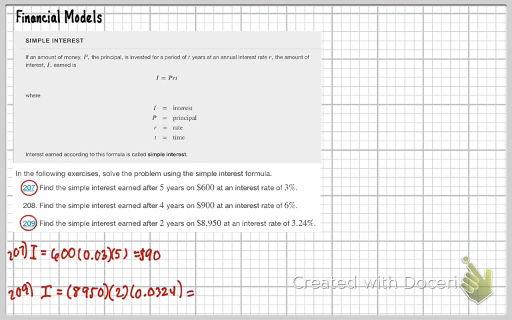So this equals, so this would be $579.96. So there's our answers for these problems, simple interest.